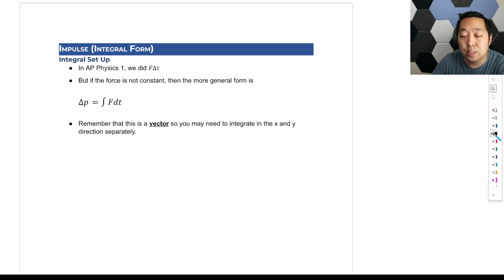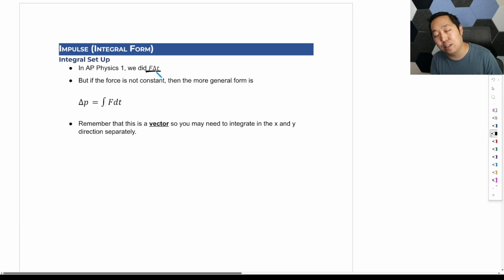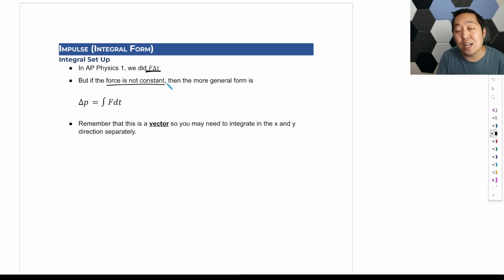All right, so there's an integral form of impulse. In AP Physics 1, if you did that, or if you didn't learn it, we did F delta T, and we talked about the area under the graph being the impulse. But really, if the force is not constant, just like with work in Unit 3, then the more general form of the impulse-momentum theorem is an integral.